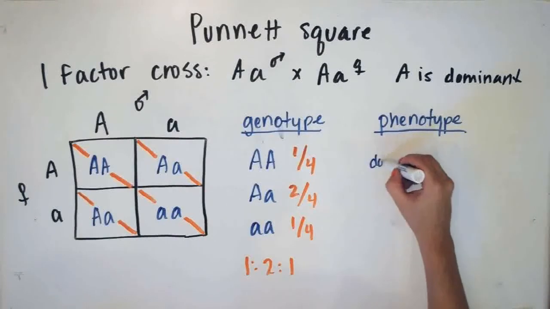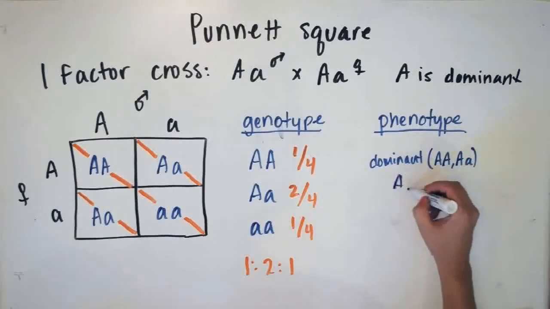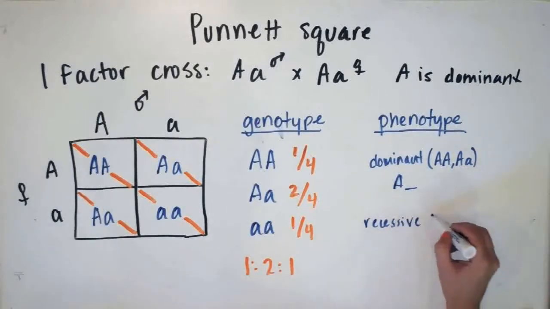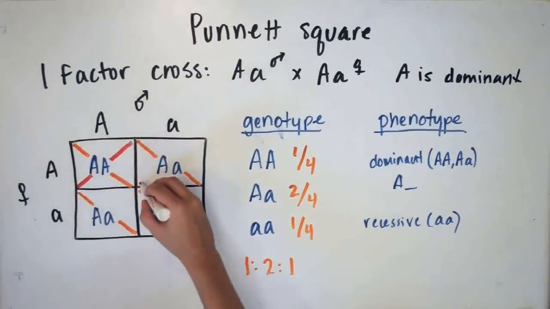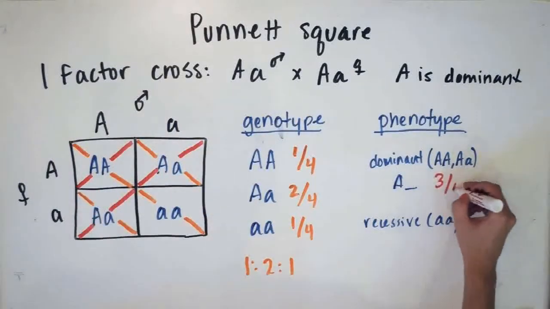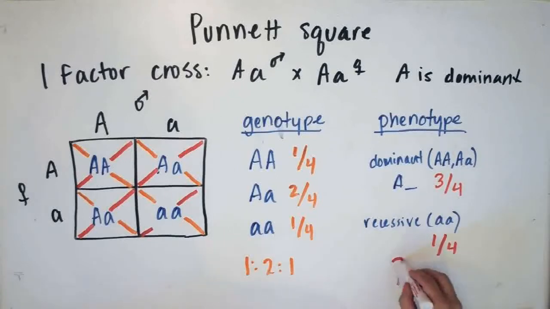Now for the phenotype. The dominant phenotype is expressed with both big A big A and big A little a genotypes, which I'll combine as big A blank. Therefore, the probability associated with the dominant phenotype is 3/4. For the recessive phenotype, the probability is 1/4. This can also be expressed as a 3-to-1 ratio.